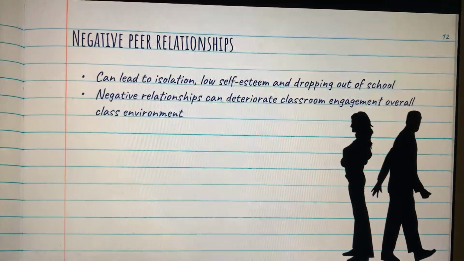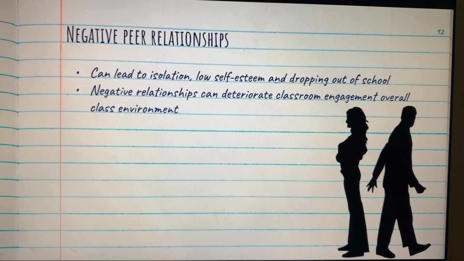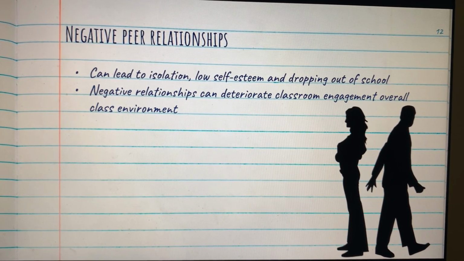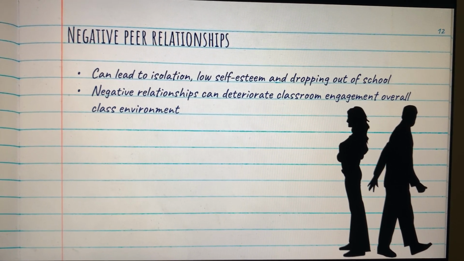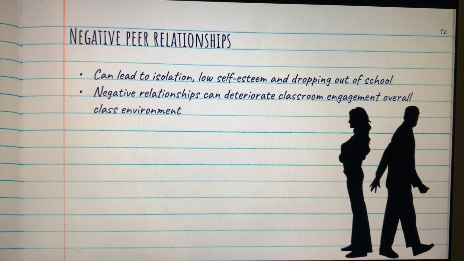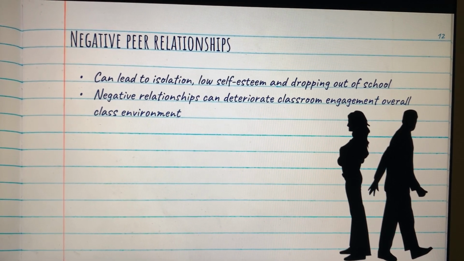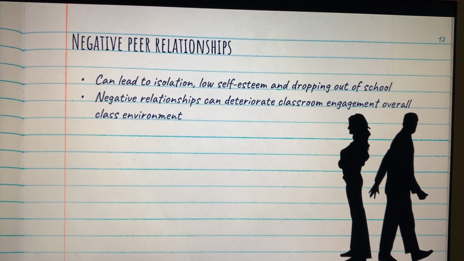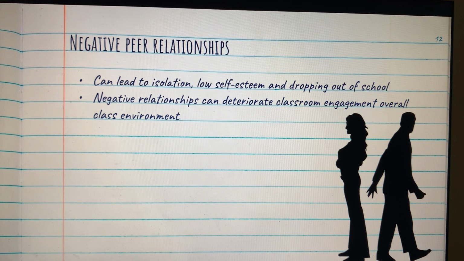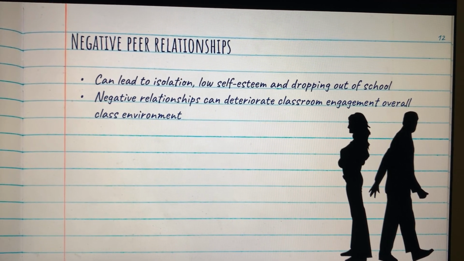So some of the effects if you have negative peer relationships is that one of the biggest things is it can lead to isolation, low self-esteem, and dropping out of school, which later in life can go back onto that engagement in adolescence of gang involvement or delinquency or risky sexual behavior. And negative relationships can deteriorate classroom engagement and the overall class environment as well.